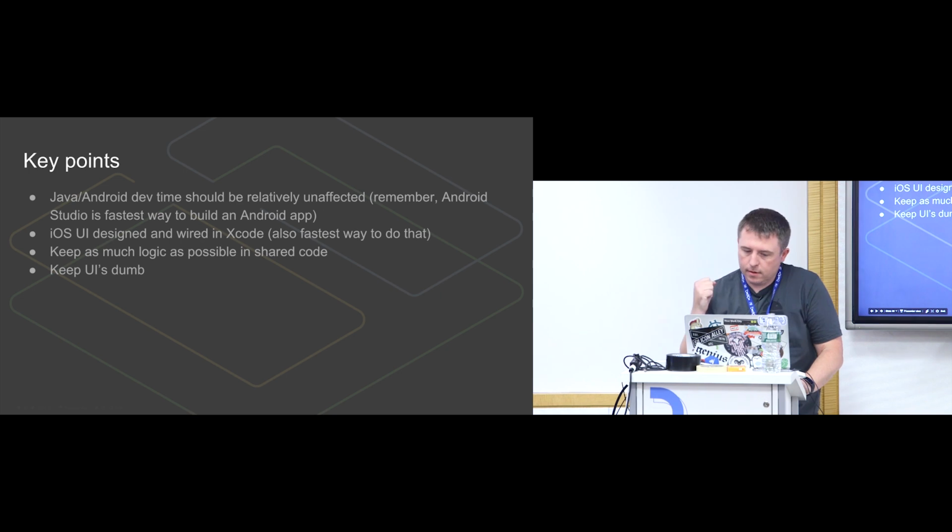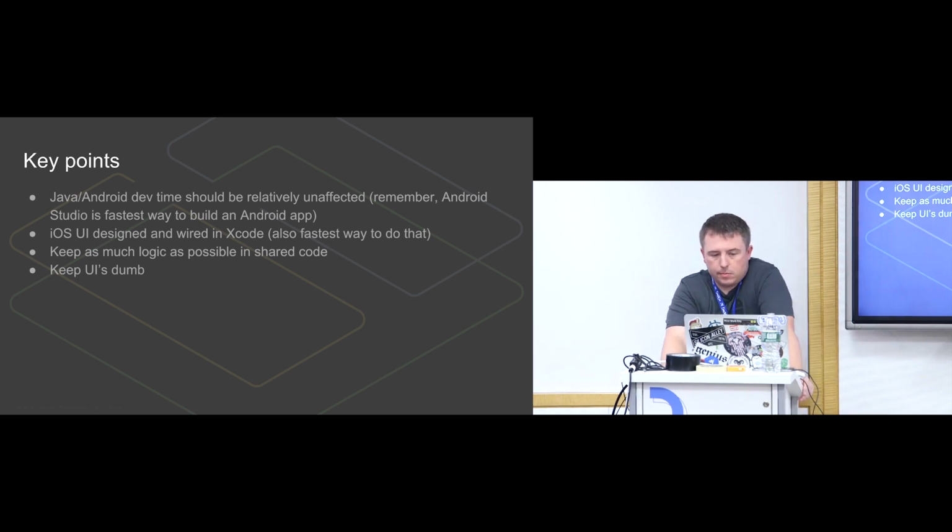So, key points. Java Android development time should be relatively unaffected, and Android Studio is the fastest way to do it. UI design is wired in Xcode. You wire the things in. You can use Swift or Objective-C for your logic in Xcode too, which is kind of important. You want to keep as much logic as possible in shared code and keep the UI dumb.